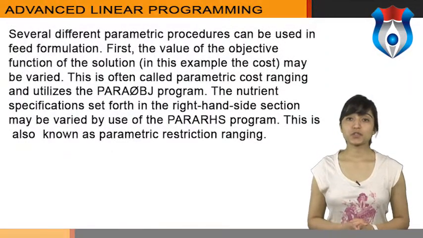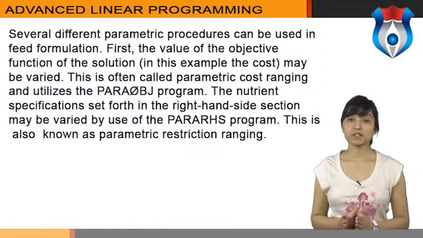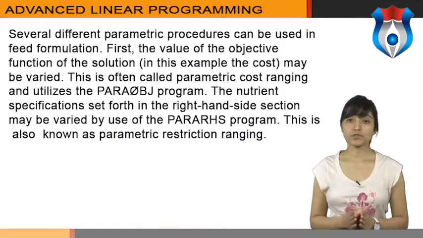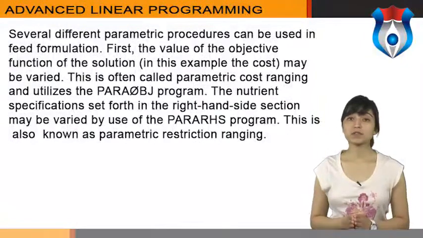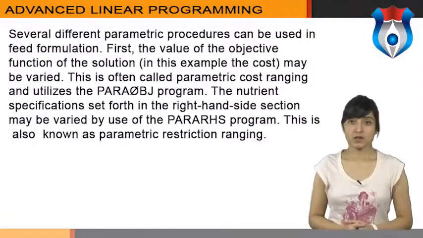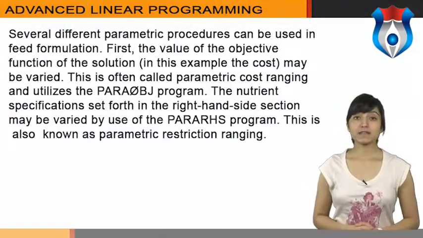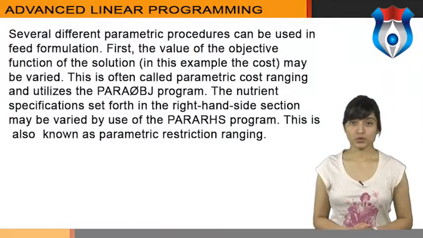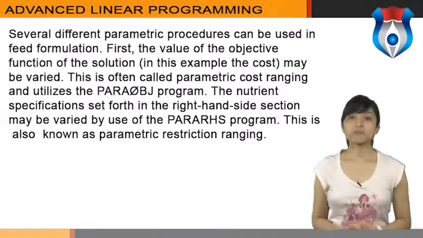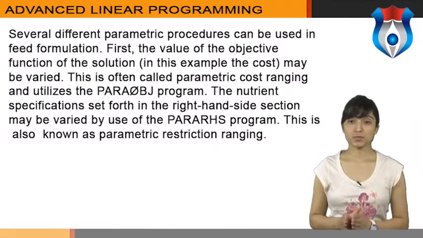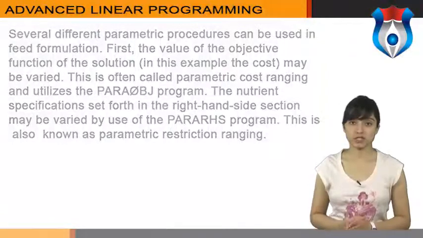Several different parametric procedures can be used in feed formulation. First, the value of the objective function of the solution. In this example, the cost may be varied. This is often called parametric cost ranging and utilizes the para-OBJ program. The nutrient specifications set forth in the right hand side section may be varied by the use of the para-RHS program. This is also known as parametric restriction ranging.